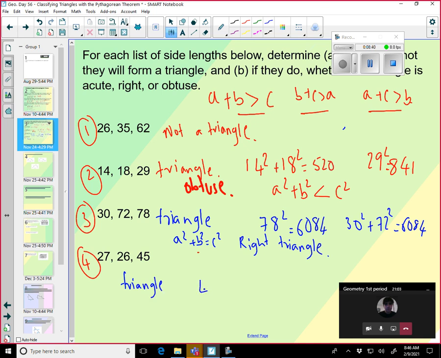You have to simplify 45 squared and 27 squared plus 26 squared. So 45 squared gives us 2025. And 27 squared plus 26 squared gives us 1405.